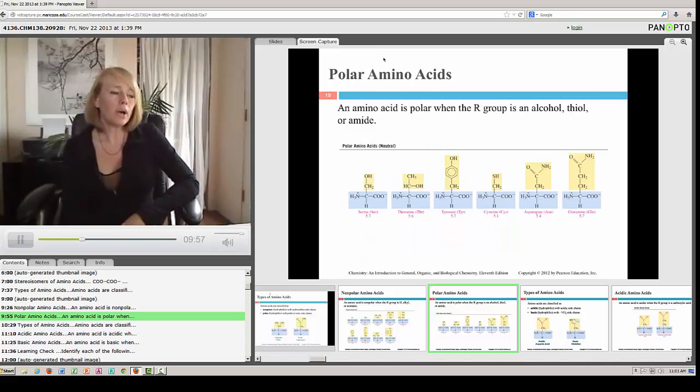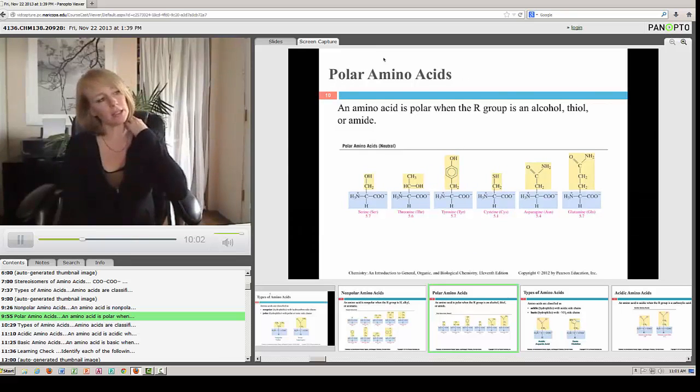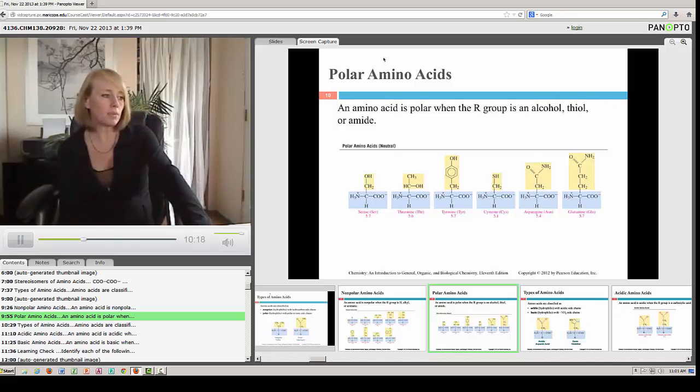We also have acidic and basic amino acids, so those would be able to interact and neutralize other acids or bases that they came in contact with, or act as an acid or a base, depending on what environment they're in. So those are also important amino acids to know. An example of an acidic amino acid is aspartic acid. Notice that it has that carboxylate listed there on the R group portion.